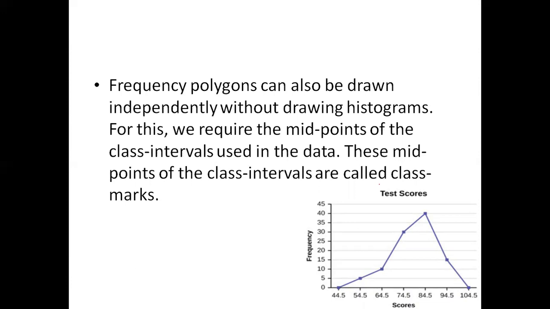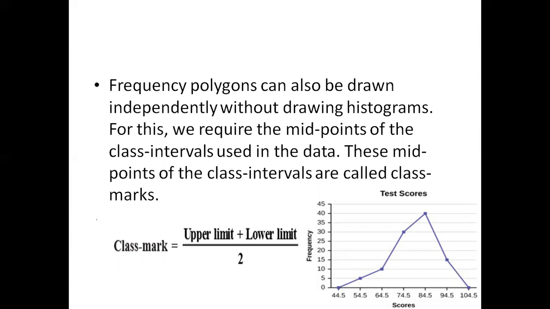The frequency polygons can be drawn also independently without drawing a histogram. For this, we require the midpoints of the class intervals used in the data. These midpoints of the class intervals are called class marks. So we'll learn more about class marks when we actually draw a frequency polygon without using a histogram. So the class mark is the upper limit plus the lower limit upon 2. When we use this formula, we will be able to understand it much better.